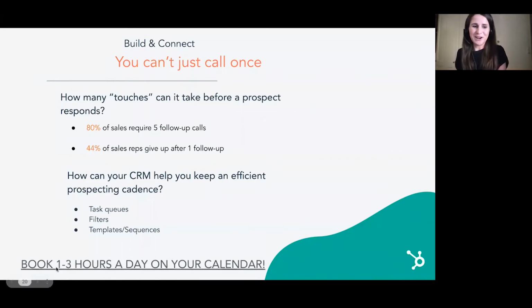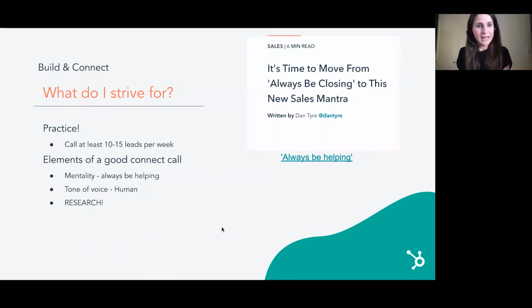As I said, just reiterating there, book 1 to 3 hours a day on your calendar. Again, this depends on the size of your business and your capacity. That's more for sales reps. So what do I strive for? Build and connect. Practice, as I said; you could bounce off different people on your team as initial practice, but make sure to call at least 10 to 15 leads per week. Some of them might not answer, but just making that call is a really good first step.